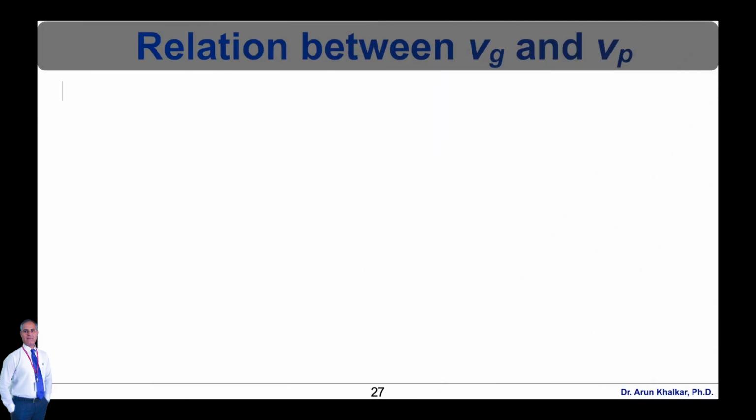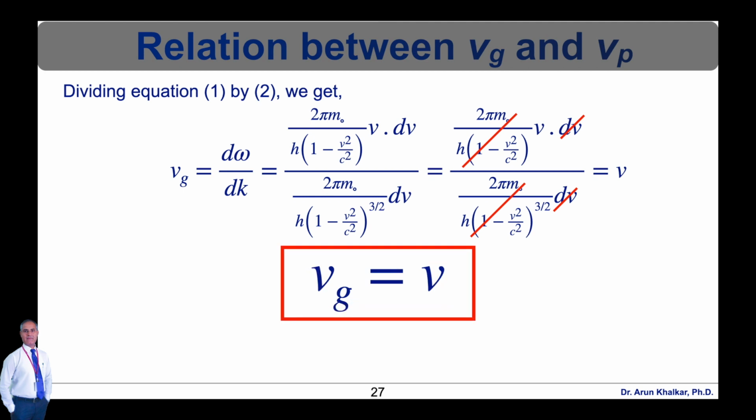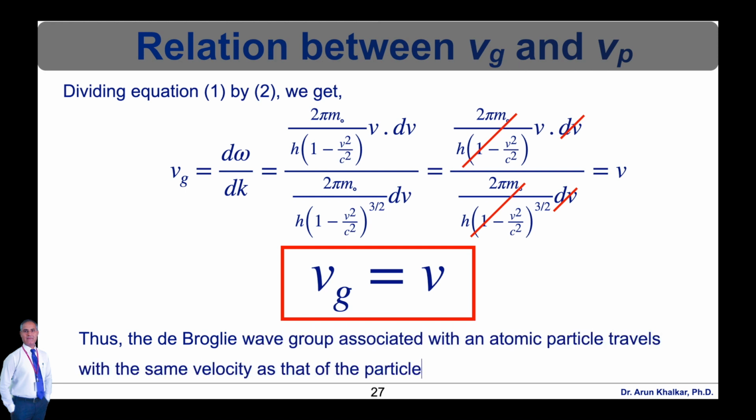So dividing equation number 1 by 2, we get Vg is equal to d omega by dk. By putting the values of d omega and dk from equation number 1 and 2, we get Vg is equal to 2 pi m0 divided by h into (1 minus v square upon c square) into v into dv, divided by 2 pi m0 divided by h into (1 minus v square upon c square) raised to 3 by 2 dv. After cancelling the common terms, we will get Vg is equal to v. Thus, the de Broglie wave group associated with an atomic particle travels with the same velocity as that of the particle itself in a non-dispersive medium.